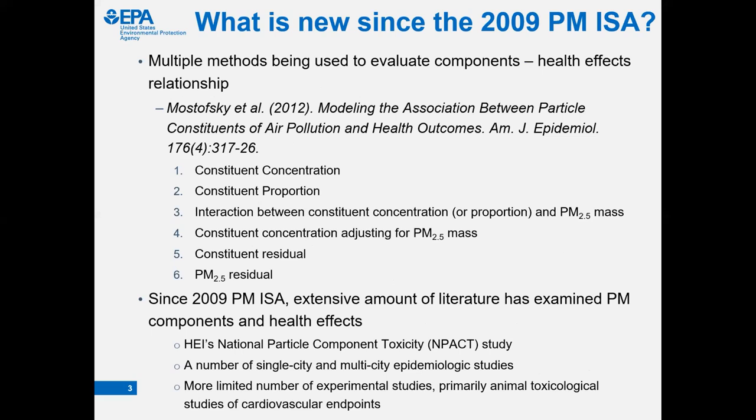But what's new since the 2009 ISA? Well, the first is that we had a number of studies that were evaluating PM 2.5 components and health effects using a number of different statistical approaches. I thought that was really elegantly characterized in Mostovsky et al. 2012, where they went through some of these approaches and highlighted their strengths and weaknesses. And then subsequently after this, we had some of the new multi-pollutant studies that were using multi-pollutant techniques to look at combinations of different PM 2.5 components.